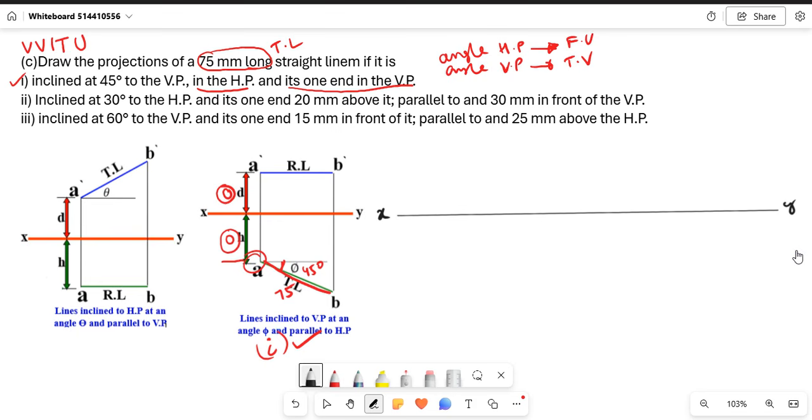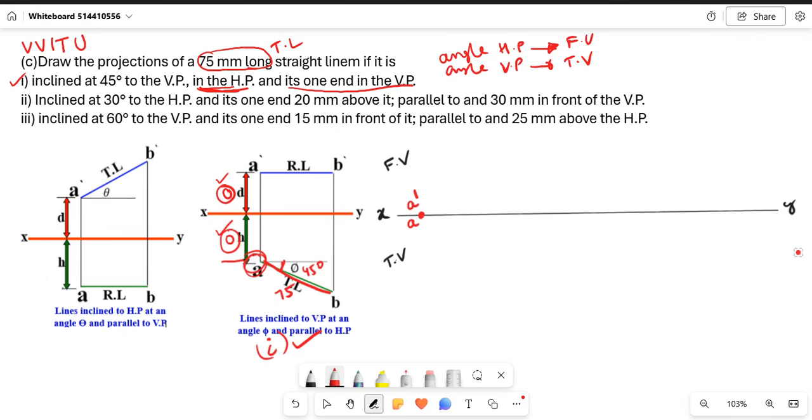First of all, you know that by default the line will be in the first quadrant, that is, the front view is above the XY line and the top view is below the XY line. Here in the first condition, the A dash point will be at 0 distance because the line is on the HP, so the front view distance is 0. That is, the A dash point lies here on the XY line. In the top view, because one of its ends is in the VP, the VP distance is 0 for that end. So the nearest end I have taken here is A, with this distance 0.